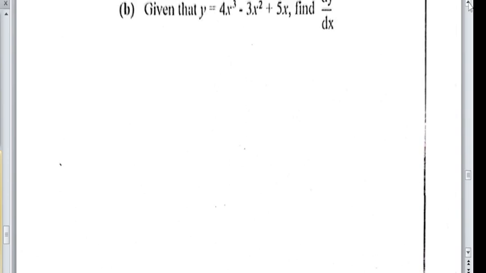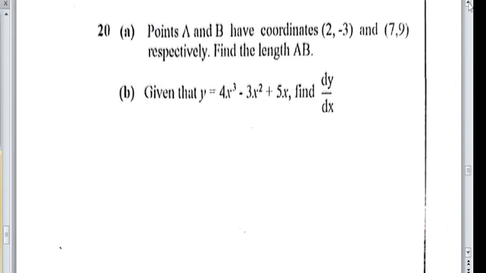We look at another question. This is question 20. In question 20, points A and B have coordinates, and they want us to find the length. This question is on a topic we call coordinate geometry. It's a very simple topic. So how do we find it?